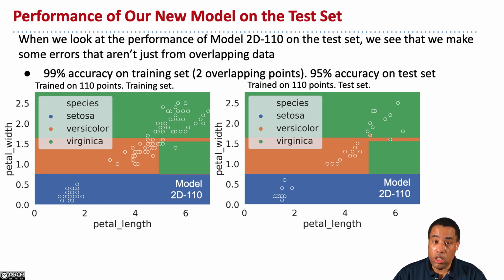But when we look on the test set, our accuracy drops, right? It drops to 95%. And if you look, you can see that in that thin orange bar, there's a green point. And similarly, just above in the horizontal green bar, you can see that there's an orange point. So misclassification is occurring, and that's yielding less accuracy on our test set. And so that's telling us that there may be some overfitting going on here.